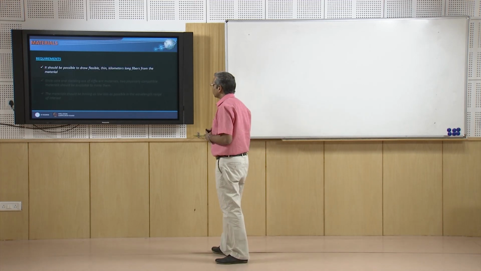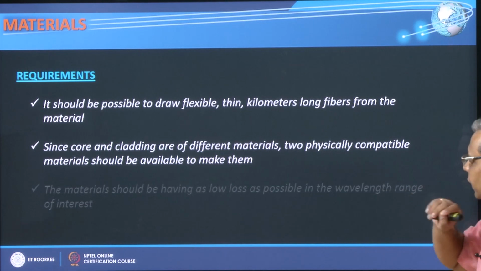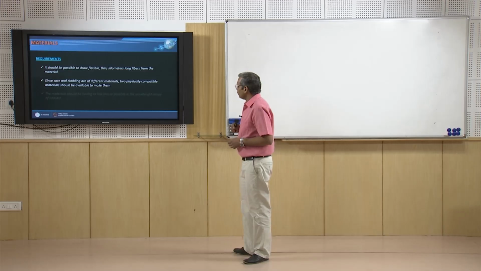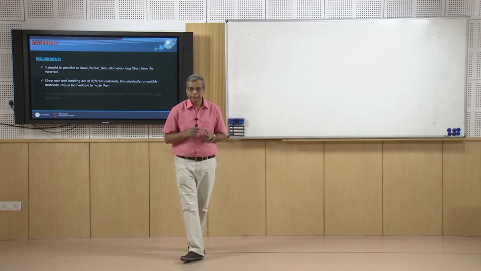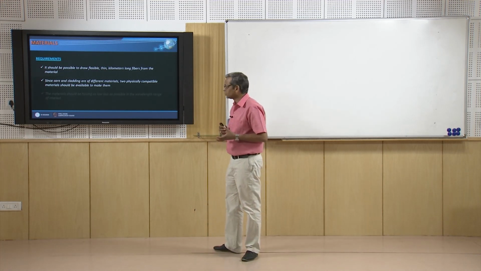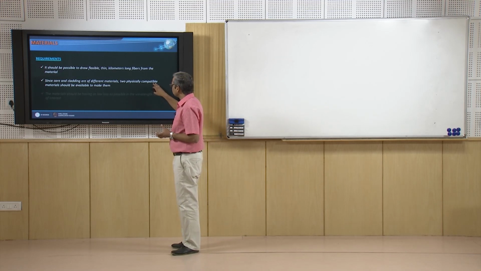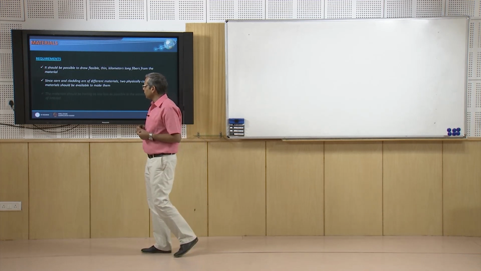First thing, it should be possible to draw flexible thin kilometers long fiber from the material. So, our material should be such that we can draw very thin kilometers long fiber out of it. Second thing is, since the core and the cladding are of different materials, we should have these two different materials which are physically compatible. Otherwise, there would be deformation in the structure. So, physical compatibility is necessary for core and cladding materials.